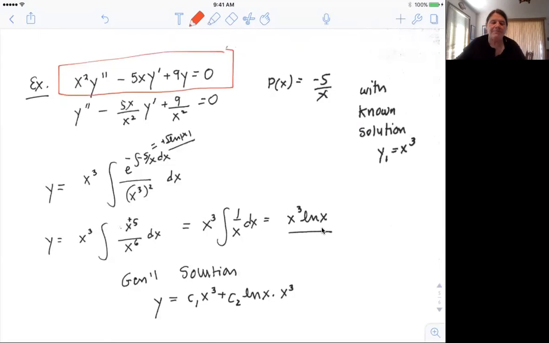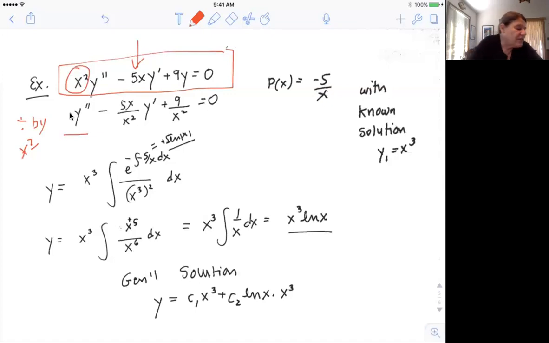My first step always is to divide by this. If you use that as your P, you're going to get it wrong. You've got to divide by it before you identify your P. All right. So I divided everything by x squared. This came out to be y double prime, minus 5x over x squared, 9 over x squared, and of course, 0 over x squared is just 0. So first of all, divide by x squared.